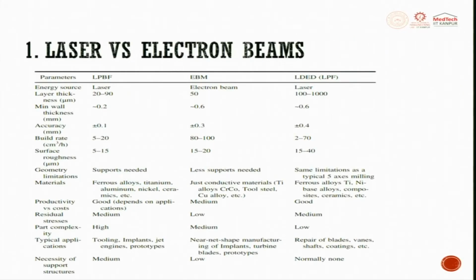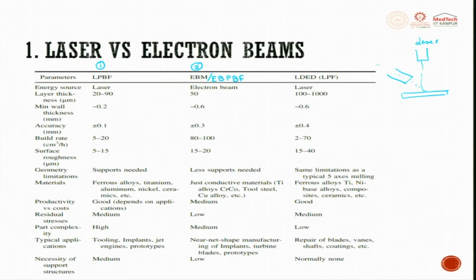Now, let us try to compare three processes. One is laser-assisted or laser-used powder bed fusion. The second is electron beam, or electron beam powder bed fusion. And then we have laser directed energy deposition. Directed energy deposition means you will have a metal powder coming through a nozzle, and it hits the workpiece, and you have a laser which also hits the workpiece.